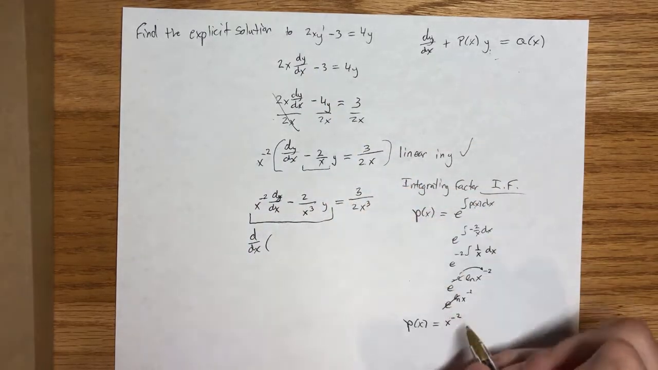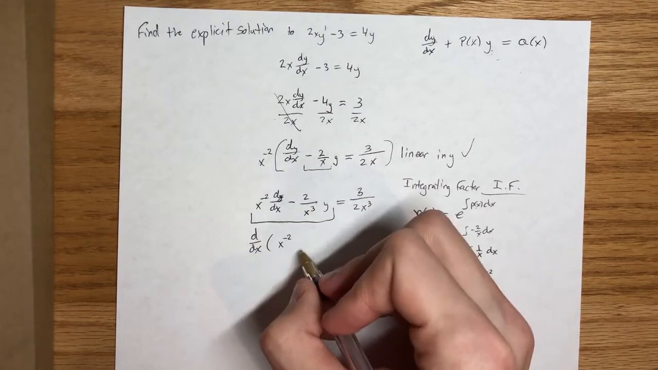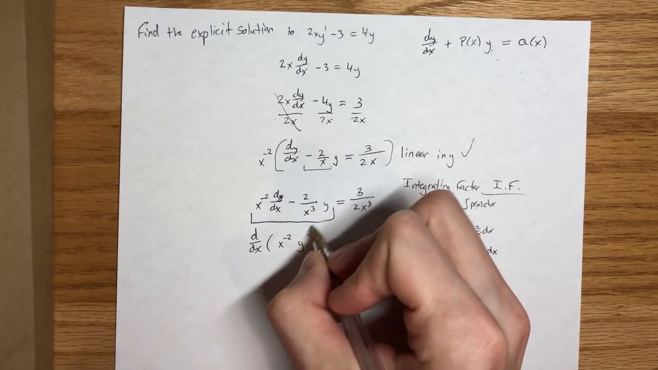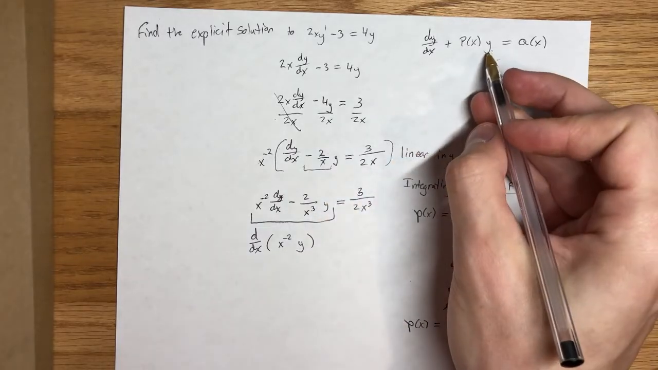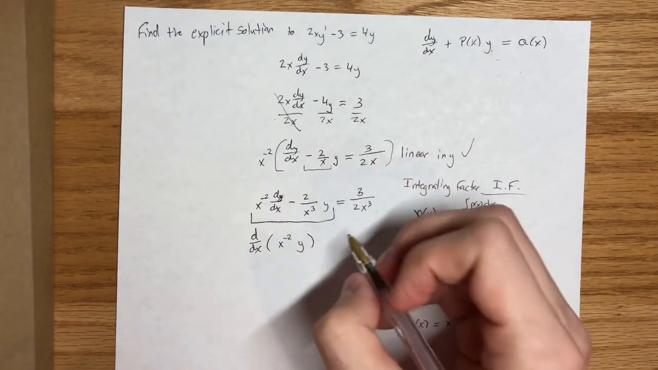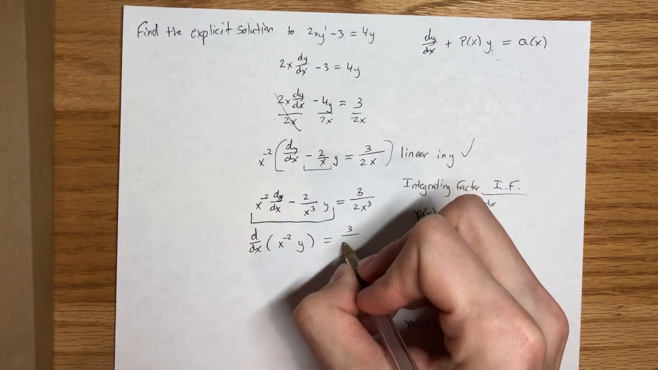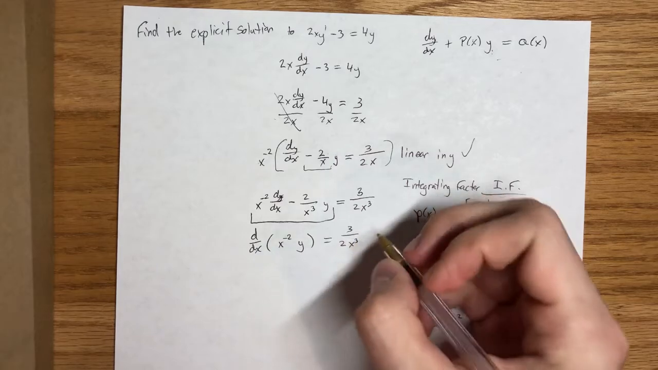And then we want to take our integrating factor. So we have our integrating factor as one of the functions, and then the other one will be our linear variable, which here was y. Remember, we had our linear variable, linear in y, so that'll be inside here as well. And that's just equal to the right-hand side, so we have 3 over 2x cubed.